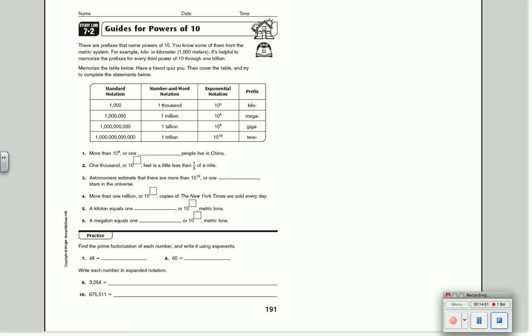And just a reminder, expanded notation, like if I had the number 126, expanded notation would be 100 plus 20 plus 6. I am not going to write that out. It takes me too long.